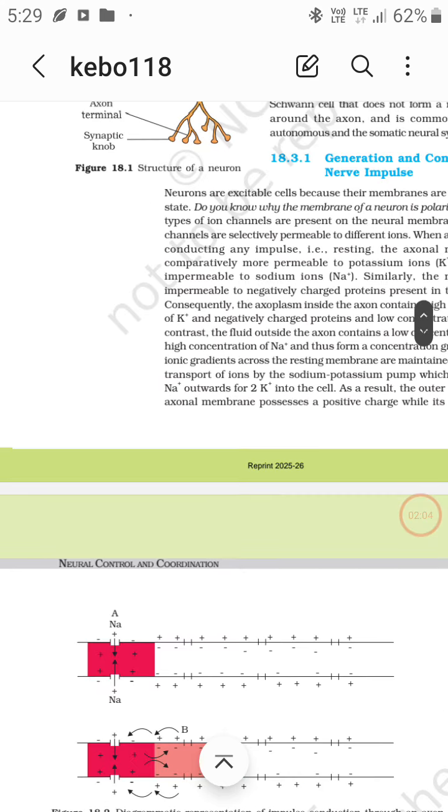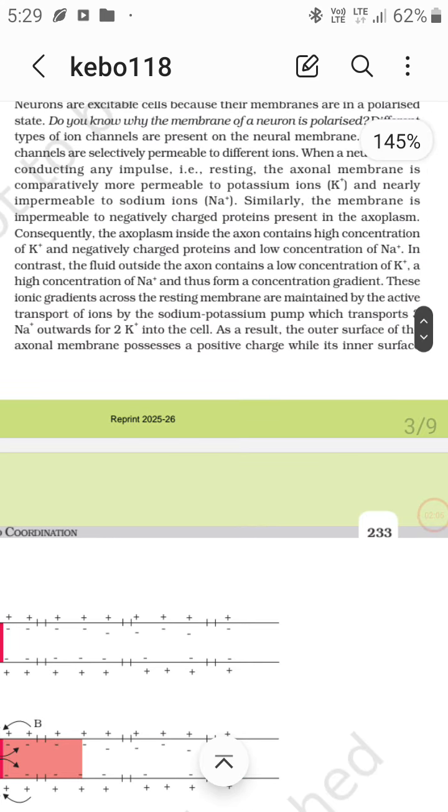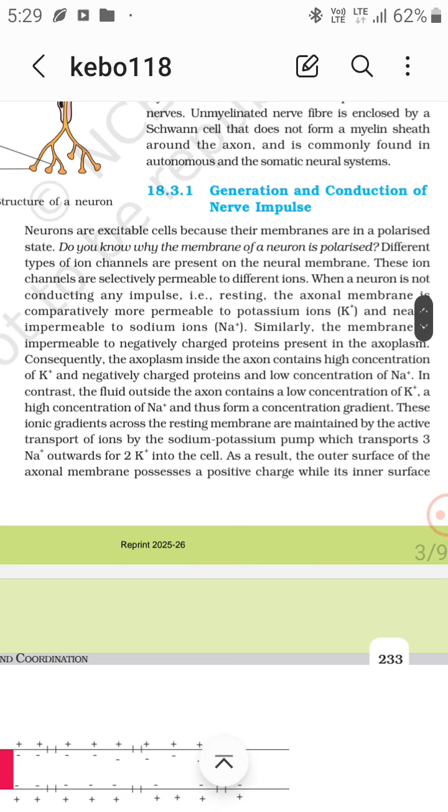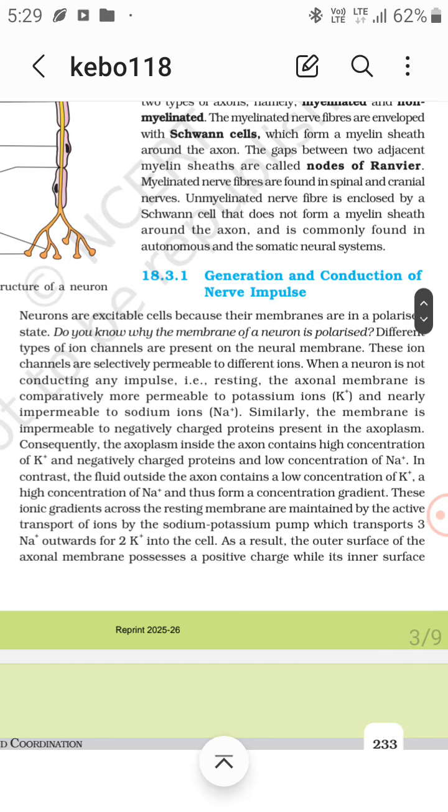So this is how it works. And also there is the sodium and potassium pump. It means that when the sodium comes inside, it throws 3 Na+ outside to maintain the initial state, that is the resting membrane. And that line is what I am talking about.